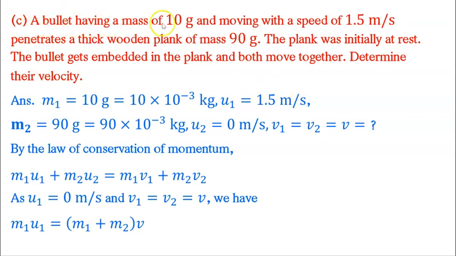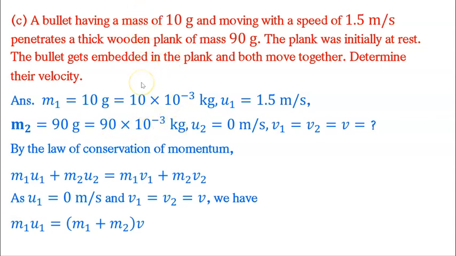A bullet having a mass of 10 gram and moving with a speed of 1.5 meter per second. Therefore here m1 is equal to 10 gram. We will convert it into kilogram. To convert gram into kilogram we multiply by 10 raised to minus 3, that is 10 into 10 raised to minus 3 kilogram. The velocity of the bullet is 1.5 meter per second. m2 is equal to 90 gram, that is 90 into 10 raised to minus 3 kilogram.